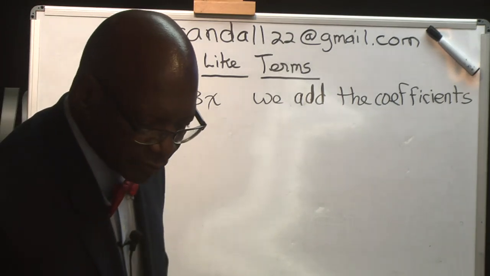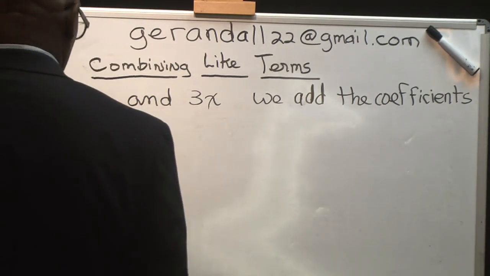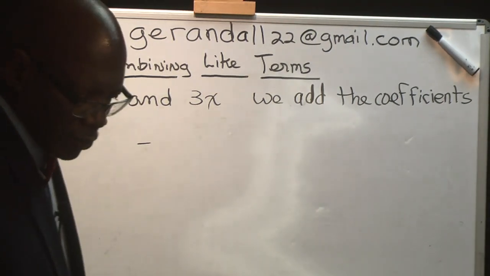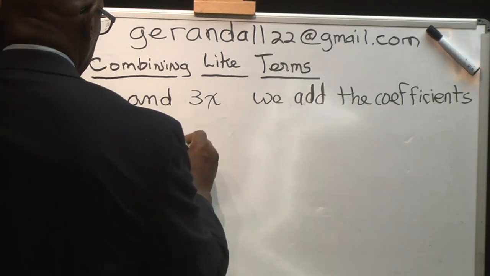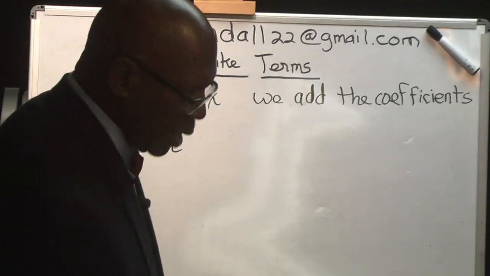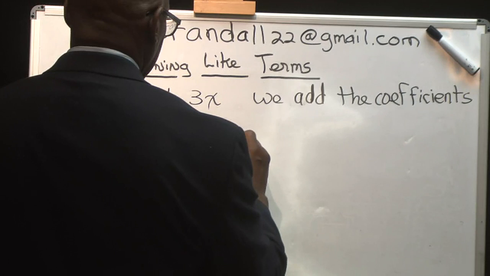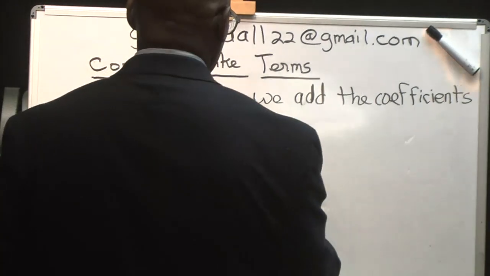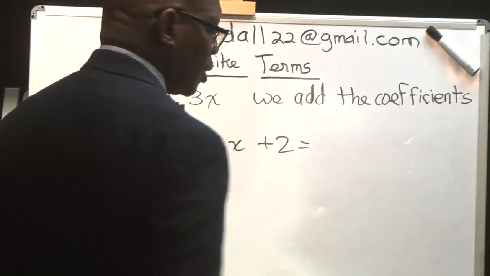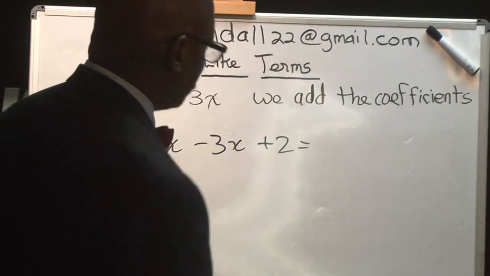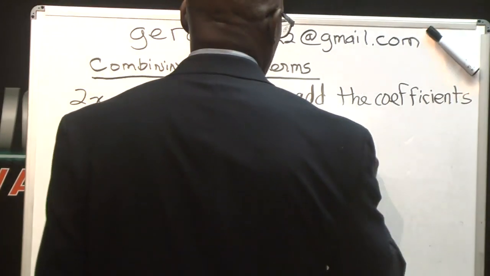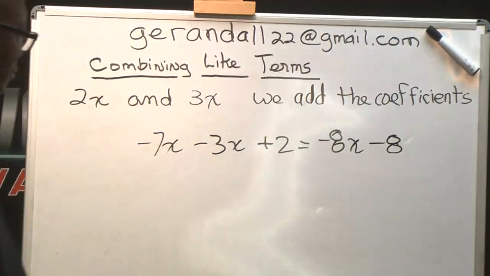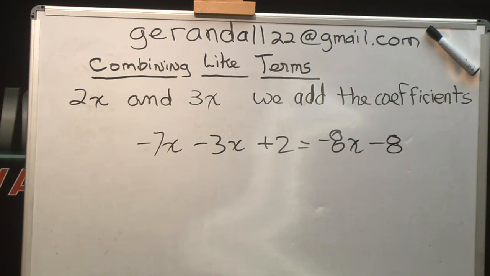And we have minus 7x minus 3x plus 2 equals minus 8x minus 8. Okay.